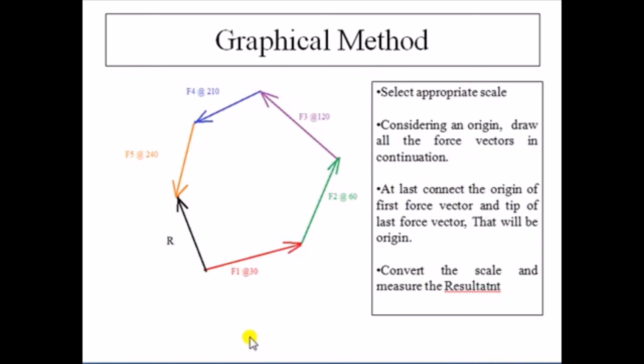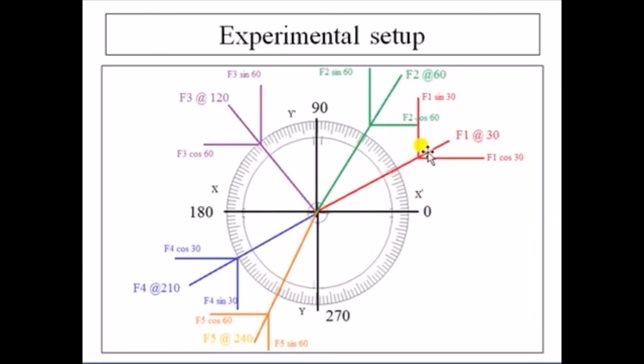What we will do first is consider an appropriate scale. This has to be done on a graph paper. So that is the first step. I have mentioned the steps at the adjacent part of the diagram. You can see here. So in the first step, we will consider one point as origin after deciding the scale, and we will represent each of the force vectors in continuation. So this is force F1, F2, F3, F4, F5, as we had seen here. This is F1, F2, F3, F4 and F5.